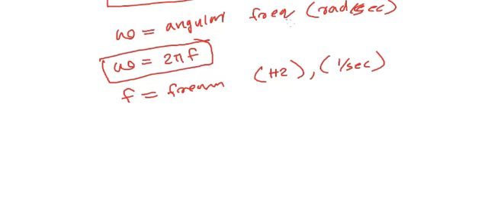In a question, if they give frequency in radian per second, you should understand that that is angular frequency. If the value is given in hertz, that means that is f. You should be able to distinguish between omega and f.